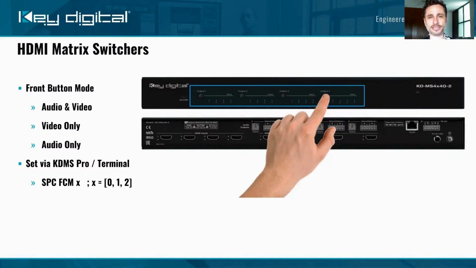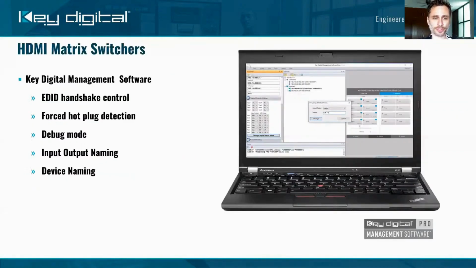You can select in the setup via KeyDigital management software, or by sending a line string command, what is the functionality of those buttons. Is it switching HDMI AV plus the external audio? Does it switch HDMI AV only, or does it switch the external audio only?